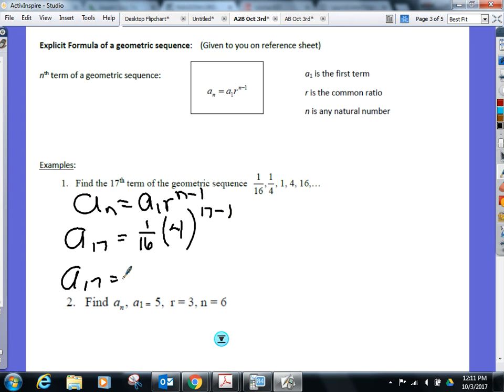Yes, you do get a number in the 268 millions. Why do I get a number that large? Guys, what are you doing every time you go to the next term? Multiplying it by 4. You're going to get big really quick when you're multiplying by 4 and you're going out to 17 terms. So that's why that number is so large, and it's correct.